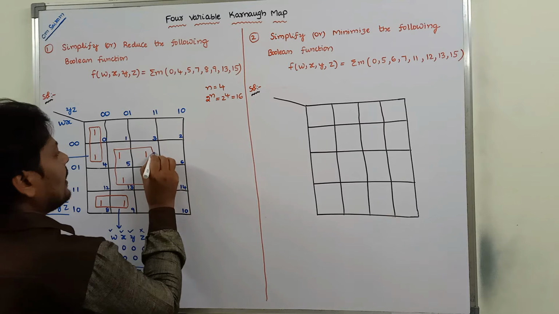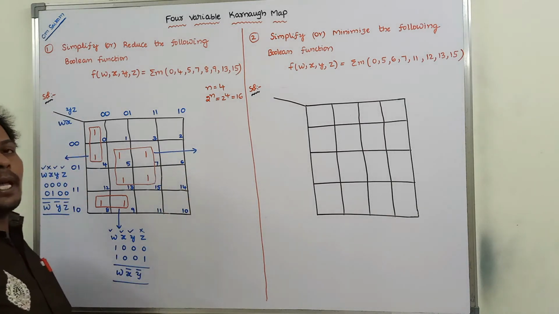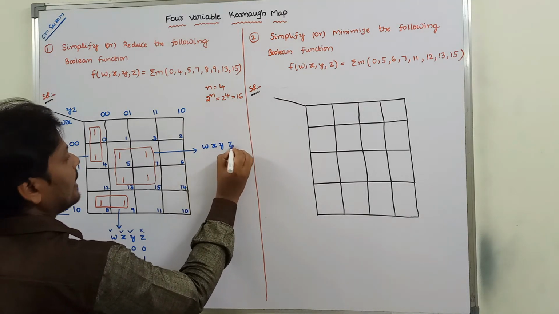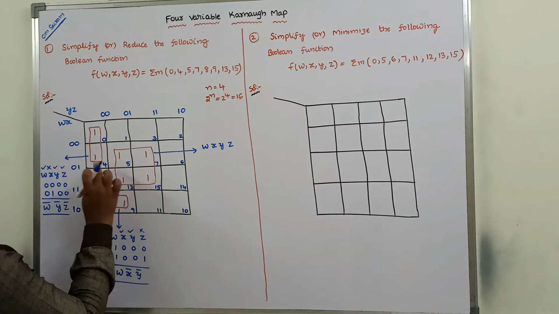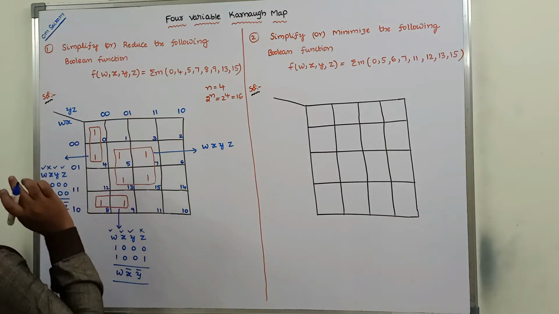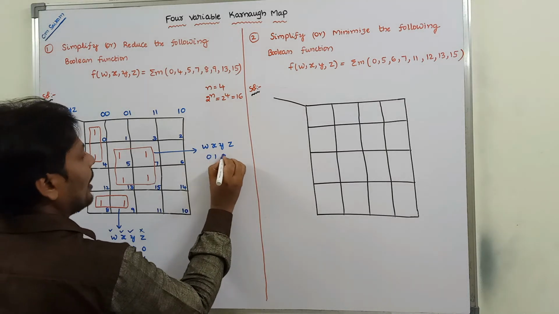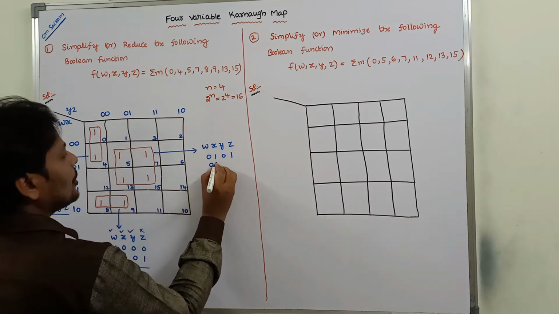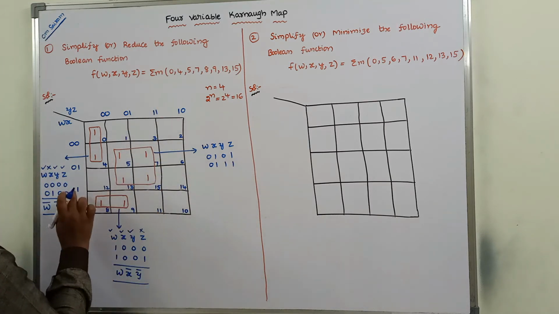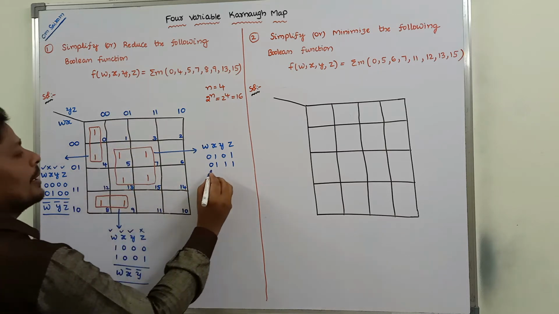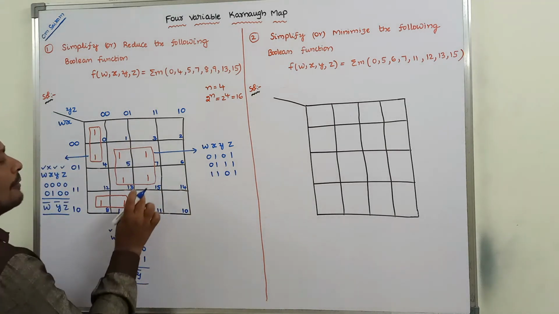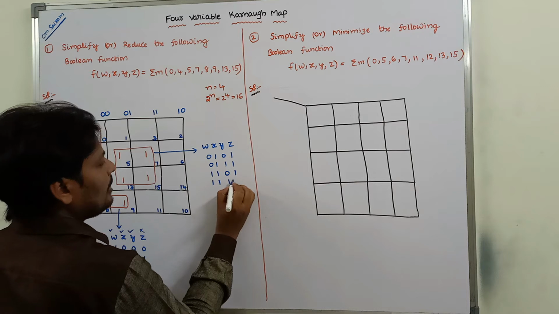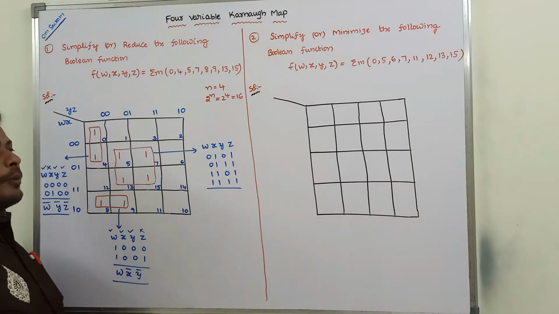Okay. Next one. For this quad, what is the expression we are getting? So W, X, Y, Z. For this one, row wise 0, 1, column wise 0, 1, so 0, 1, 0, 1. For this one, row wise 0, 1, column wise 1, 1, so 0, 1, 1, 1. For this one, row wise 1, 1, column wise 0, 1, so 1, 1, 0, 1. For this one, row wise 1, 1, column wise 1, 1, so 1, 1, 1, 1. So what is the expression we are getting?